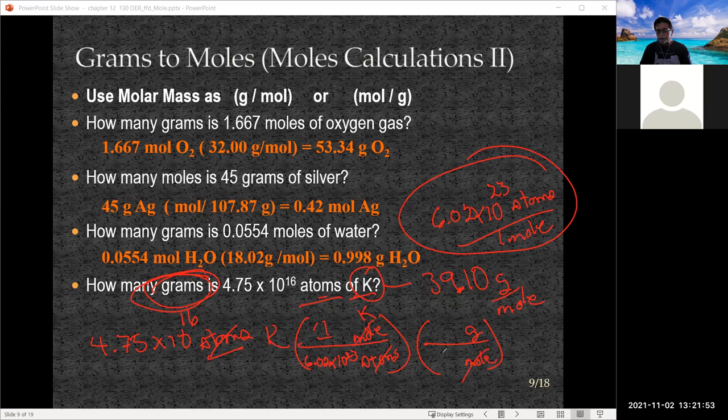Notice my moles cancel for potassium, and that's where the atomic weight comes into play for potassium. Now I set that up properly and double check my units, making sure that my units cancel out properly. Atoms cancel here, moles cancel here, leaving me with grams of potassium, which is what the problem asked for.